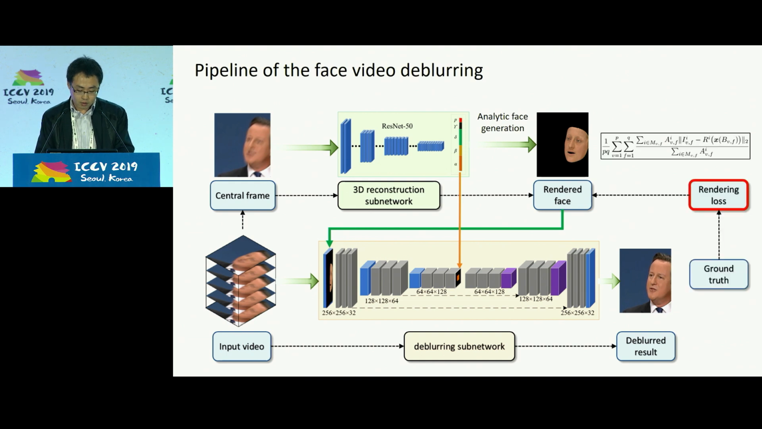For the loss function, we use an L2 loss for the rendering branch so that the rendered face region is close to the ground truth face. In addition, the training loss of the deblurring branch is the MSE difference between the network output and the ground truth frame.